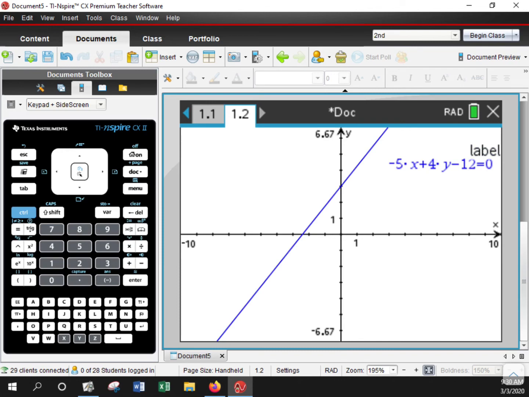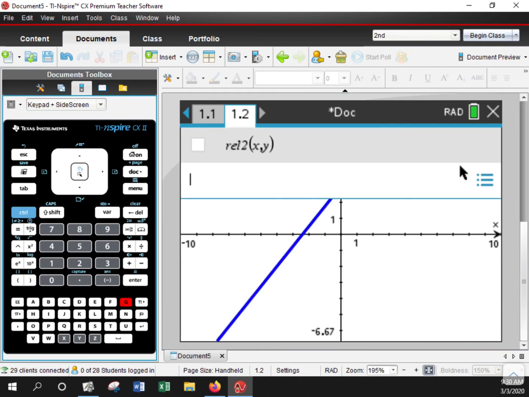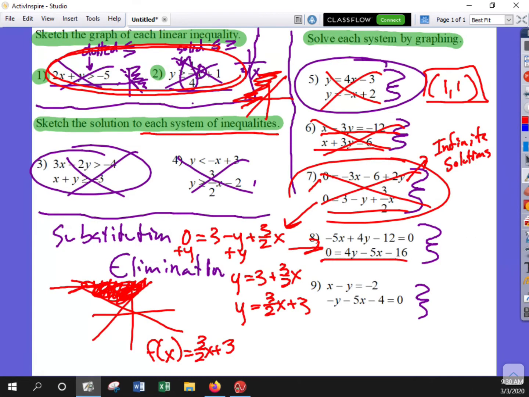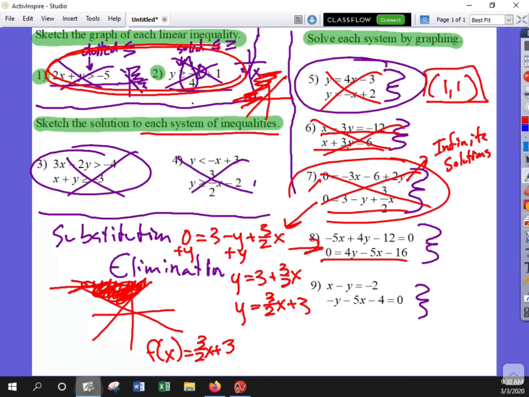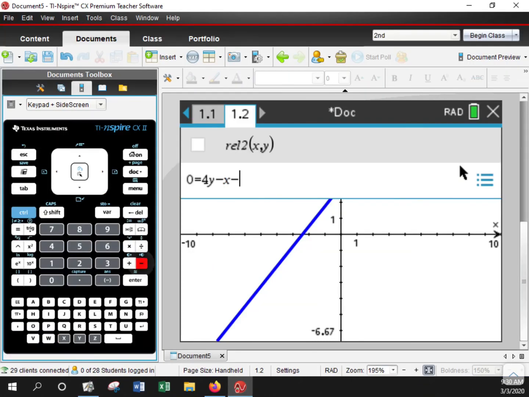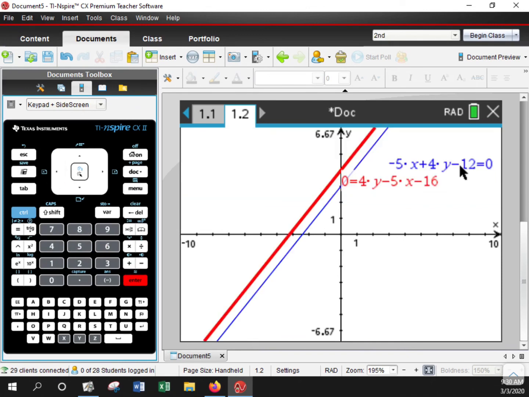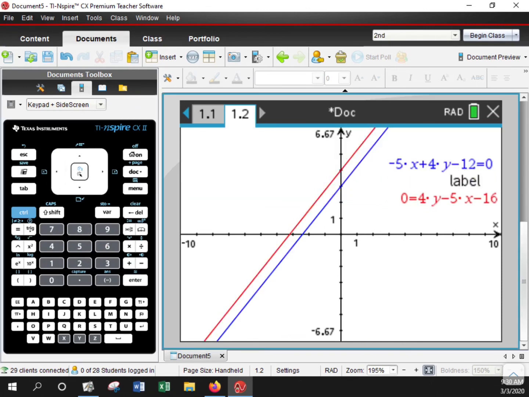All right. Now we do the second equation. 0 equals 4y minus 5x minus 16. Minus 16 minus 5x. Hit enter. Now here's another special case.